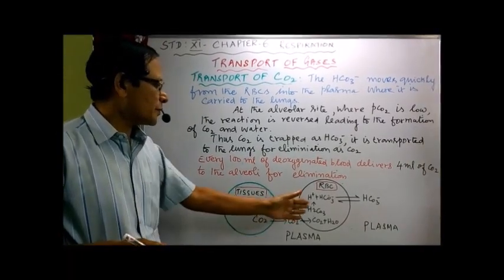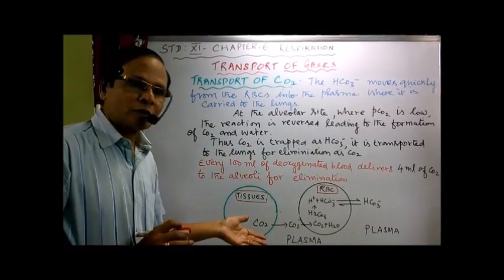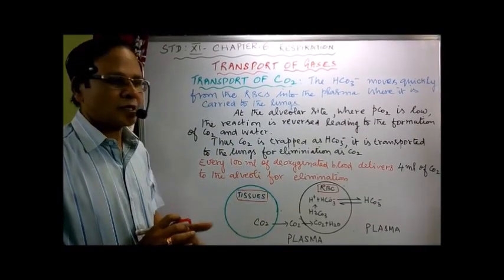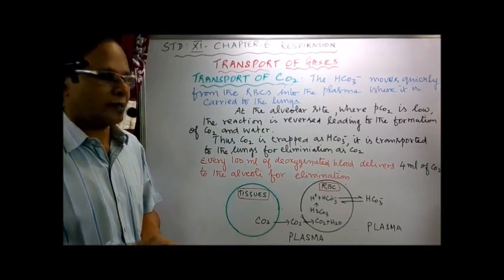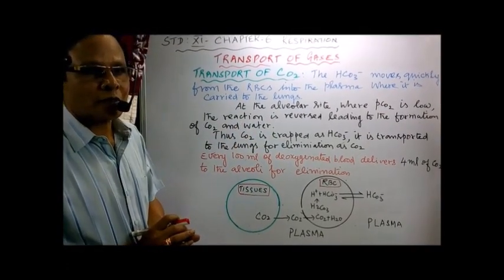That's what is happening, it is simple. Here is the diagram showing how the formation of carbonic acid and its dissociation occurs with the help of carbonic anhydrase. So with that I conclude the transport of carbon dioxide.